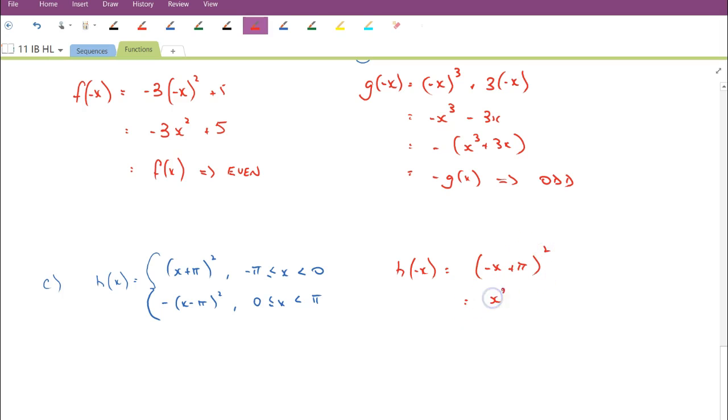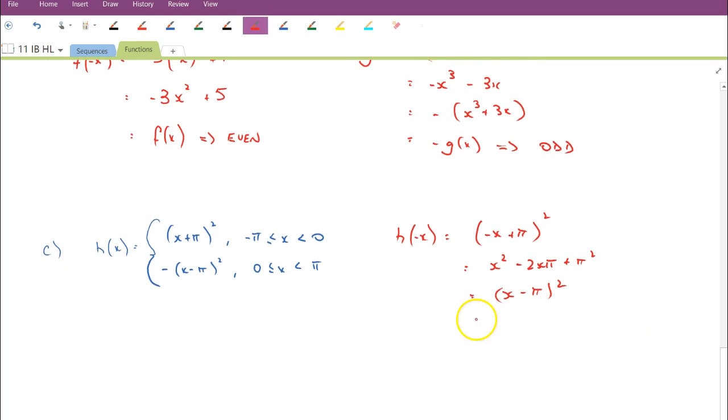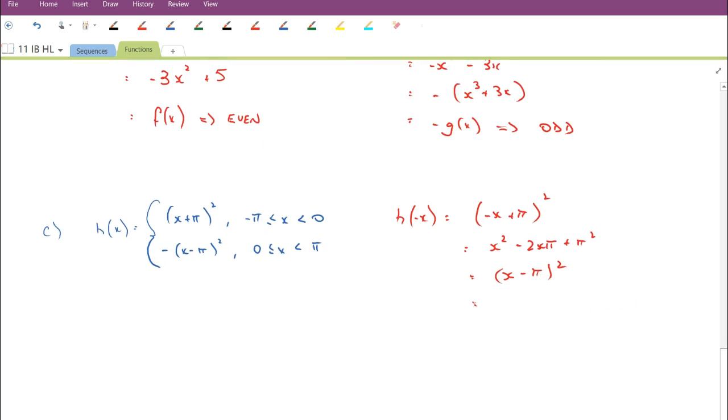If I do that, I end up with x squared minus 2x pi plus pi squared, and that's equal to, I think, x minus pi, isn't it, all squared? X minus pi all squared, which is equal to the negative of h of x, because if you have a look here, if you take minus h of x here, then you end up with x minus pi all squared positive. So h of minus x is equal to that, so it's an odd function.